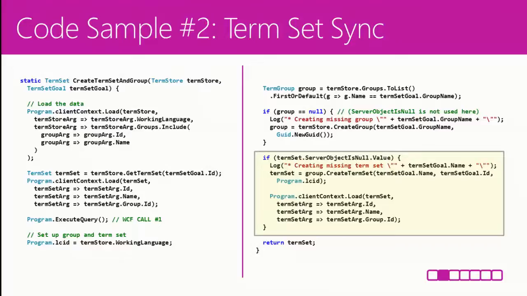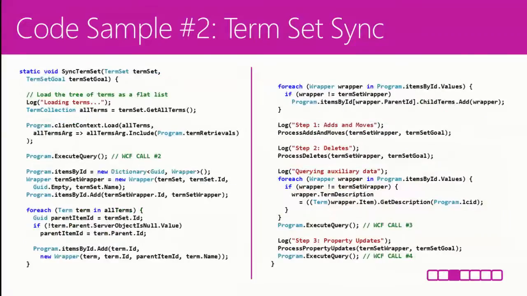And we talked about this one already. The idea of this code is just we're going to create the term set if it didn't already exist. Okay. I guess I spent a little more time on that than I meant, but we're doing okay with time here. Okay, so load the tree of terms as a flat list.